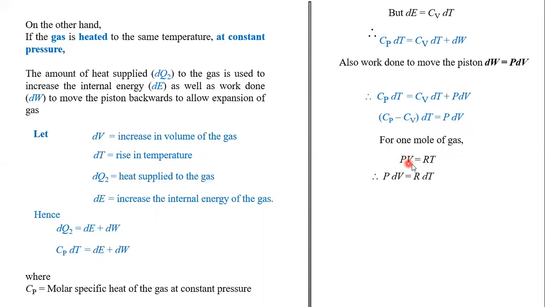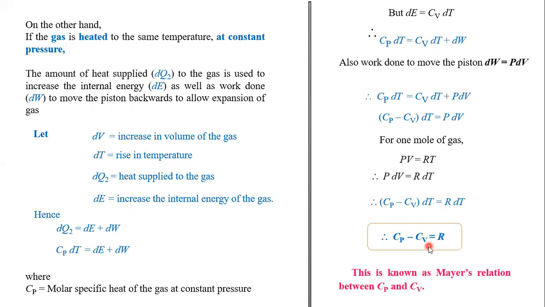For 1 mole of gas, PV is equal to RT. So we can write PdV is equal to RdT. Instead of PdV, we substitute RdT. So we get this equation. Now dT and dT get cancelled. So we get the relation Cp minus Cv is equal to R. And this is known as Mayer's relation.